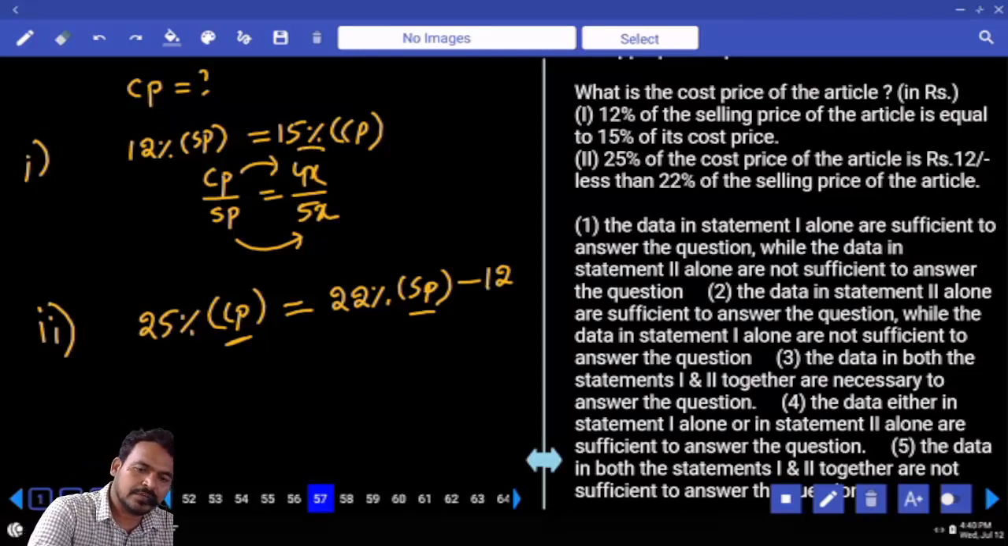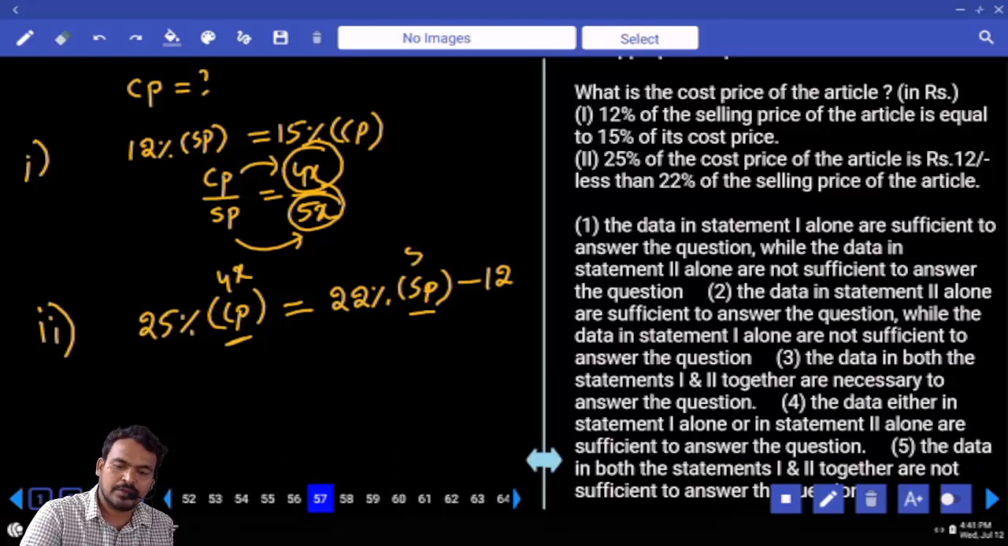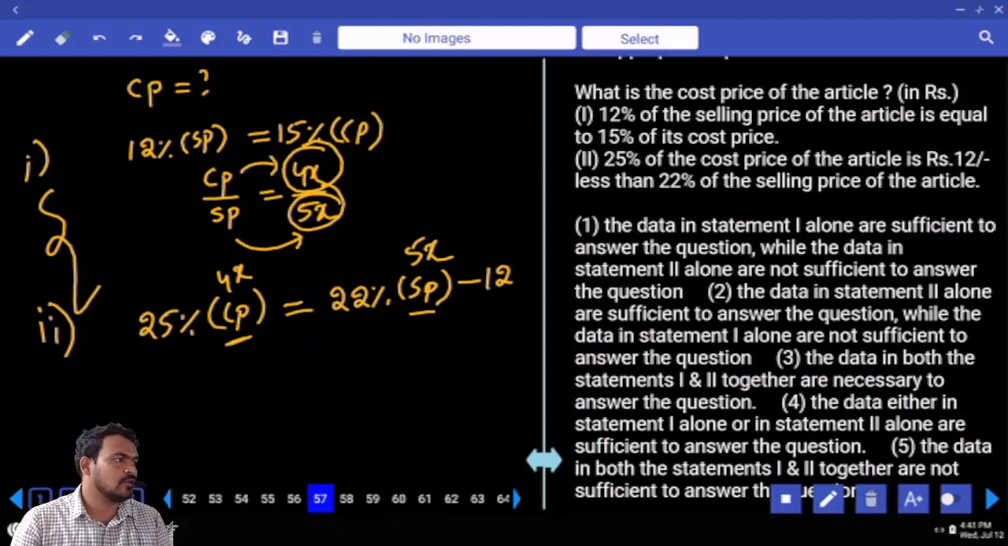Because CP in the first statement is 4x and SP is 5x. In place of CP we write 4x, in place of SP we write 5x. Simplify this and we get the x value. If we get the x value, obviously we get 4x. So the answer is both 1 and 2 together.